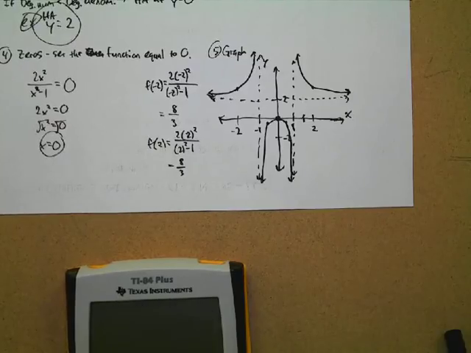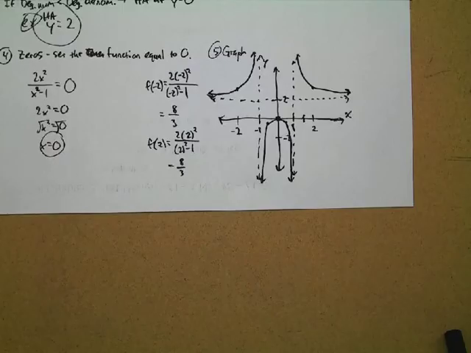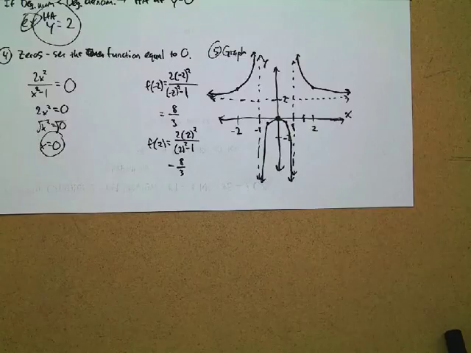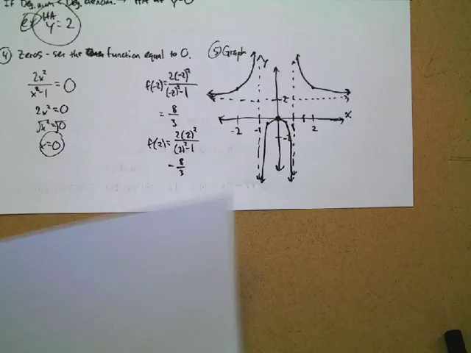Let's try another one. Let's sketch the graph of g of x equal to x squared minus 9 all over x squared minus 2x minus 3.